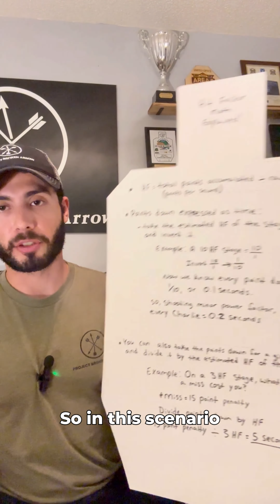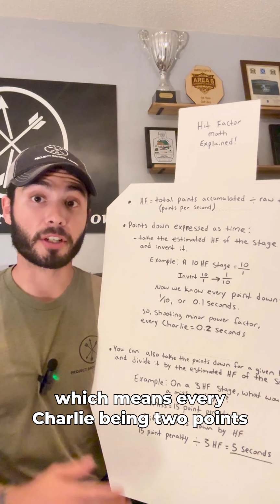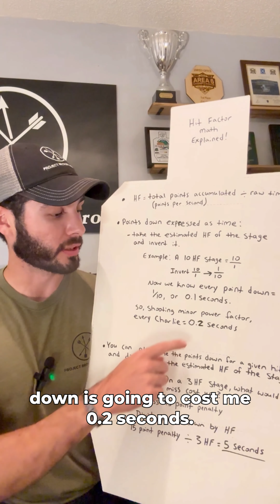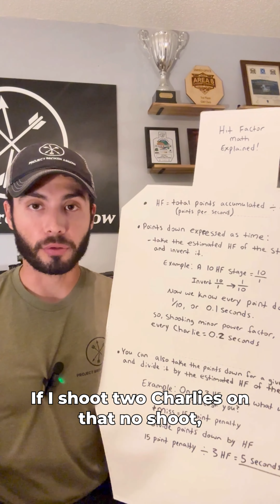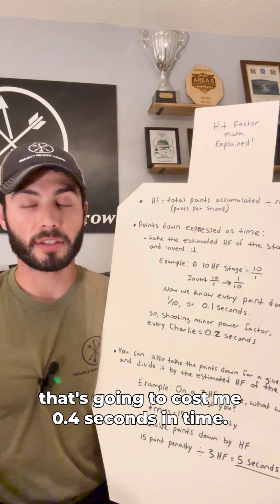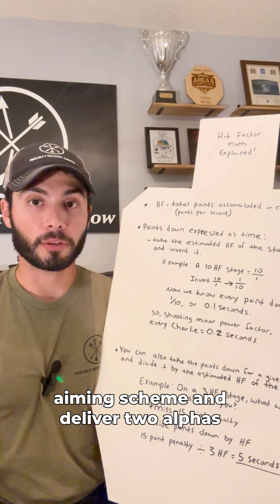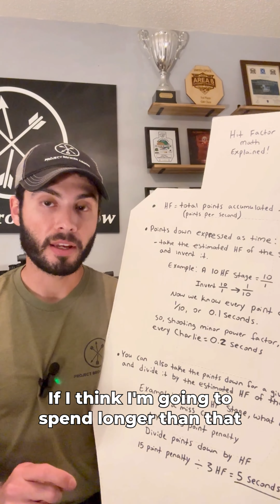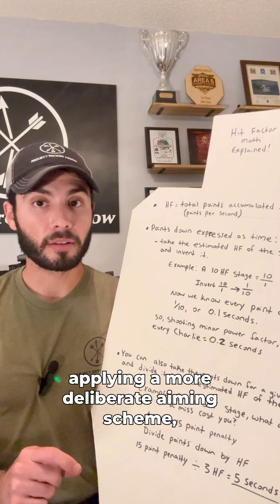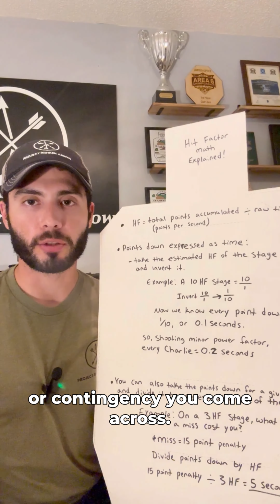In this scenario of a 10 hit factor stage, I know every single point down is 0.1 seconds, which means every Charlie, being 2 points down, is going to cost me 0.2 seconds. If I shoot two Charlies on that no-shoot, that's going to cost me 0.4 seconds in time. If I think I can apply the appropriate aiming scheme and deliver two alphas on that target in under 0.4 seconds, it's worth it for me to collect the alphas. If I think I'm going to spend longer than that applying a more deliberate aiming scheme, maybe it's worth it to take two Charlies. That's just one example. You can apply this to any friction point or contingency you come across.